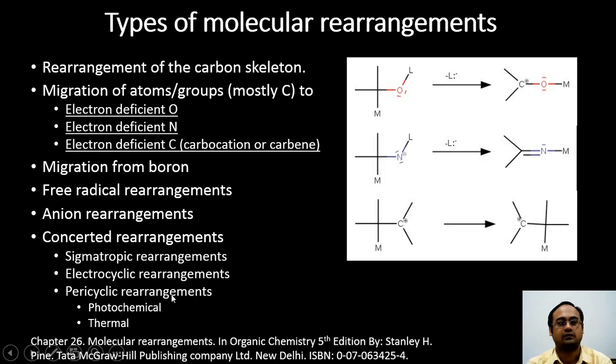Pericyclic rearrangements can be enhanced by the photochemical mechanism or thermal mechanism. All details of these reactions are given in the books written here. But for our syllabus, we will be more or less focusing on these three different types of molecular rearrangement, that is migration of atoms mostly to electron deficient oxygen or nitrogen or carbon.